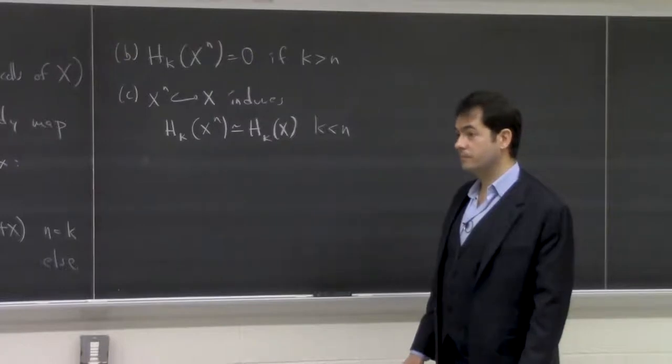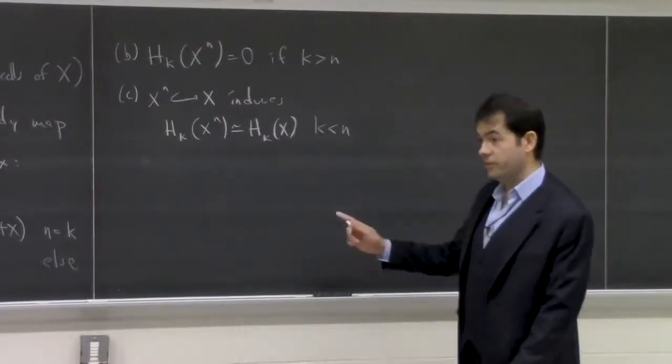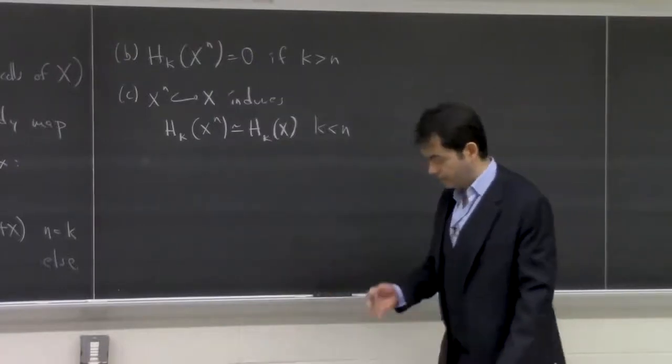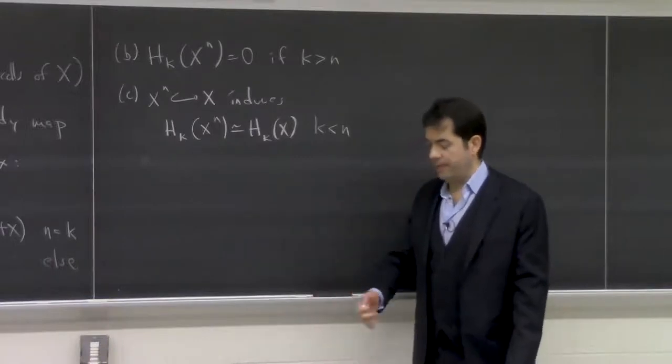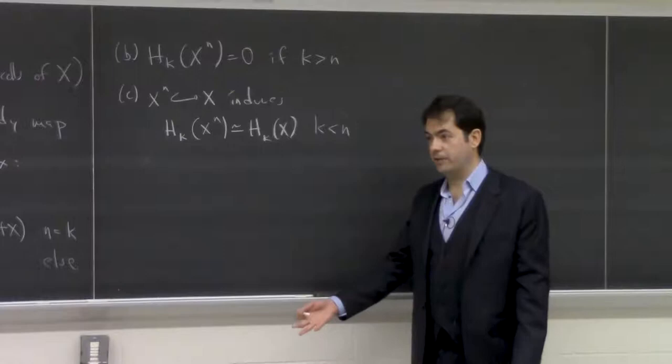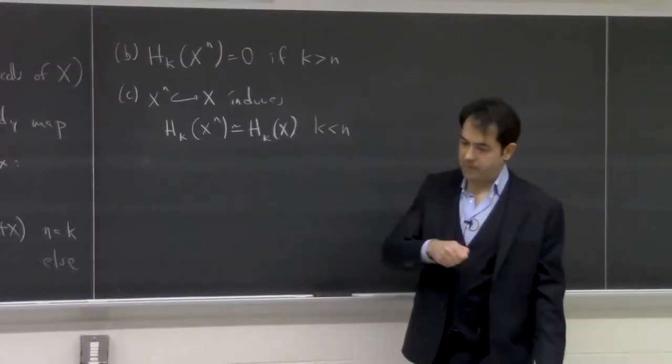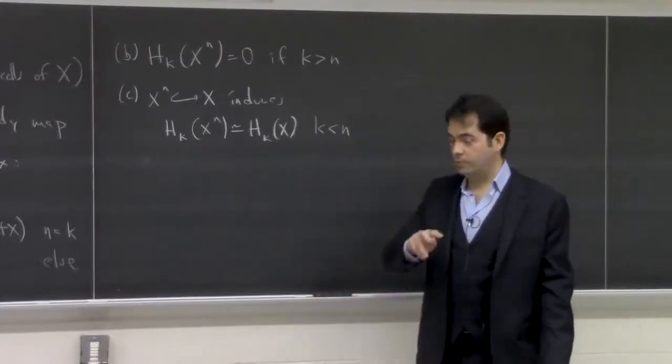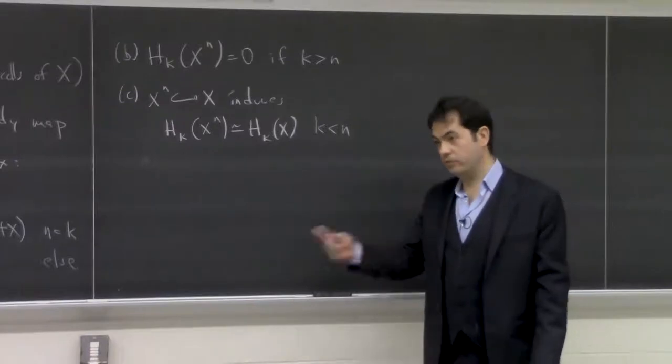What exactly is X to the n mean here? This is the n skeleton. So remember, a cell complex is a space built up inductively by attaching cells. Right? You start out with a bunch of points, and that's called the zero skeleton. Then you attach one simplices, or intervals, by deciding where you're going to map their boundaries. Right?